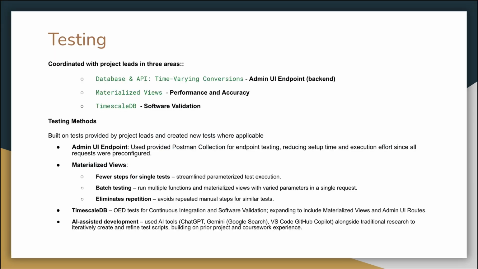Testing was coordinated with project leads across 3 areas: admin UI endpoint, materialized views, and TimescaleDB. We built on tests provided by the leads and created new ones where needed, streamlining execution and ensuring reproducibility. We also leveraged AI-assisted development using tools like ChatGPT, Gemini, and GitHub Copilot, alongside traditional research and prior coursework to design and refine our tests efficiently.